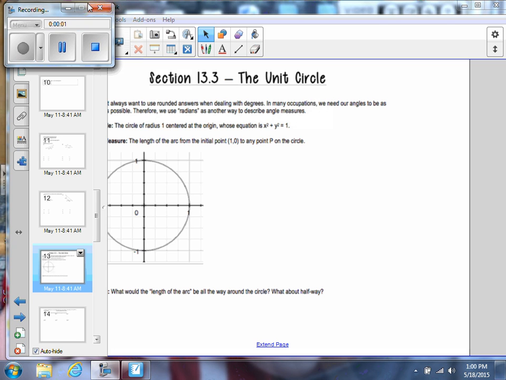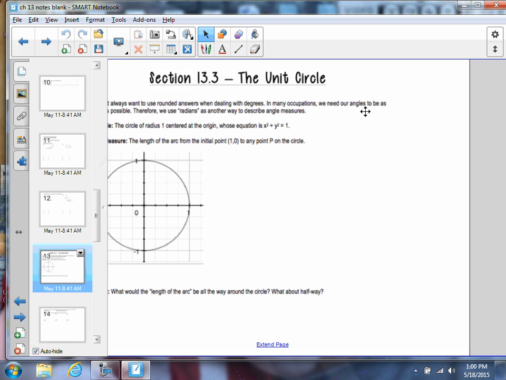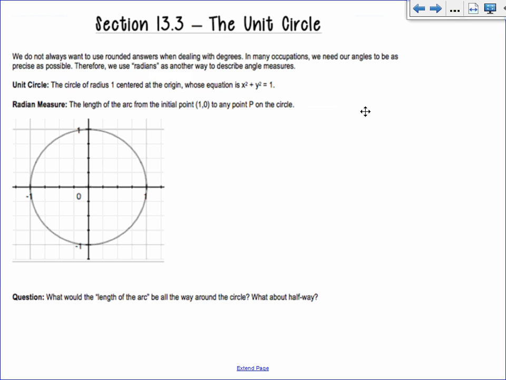The unit circle. Okay, the unit circle is super important. So you will be using this all the time in pre-calc and AP Calc. So you should know it. Really important.